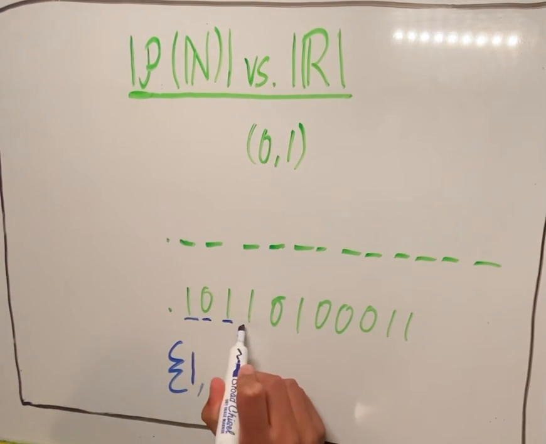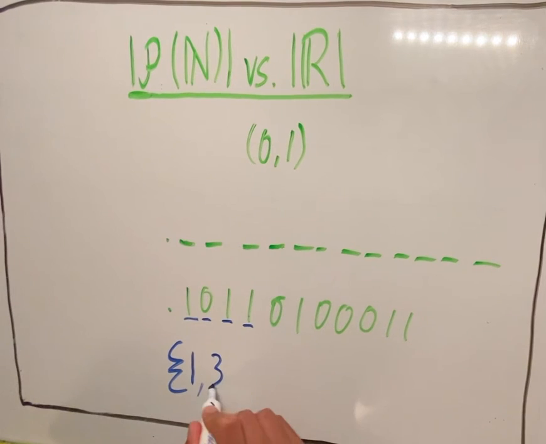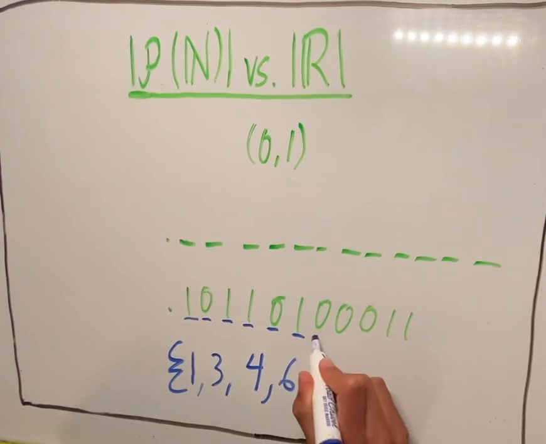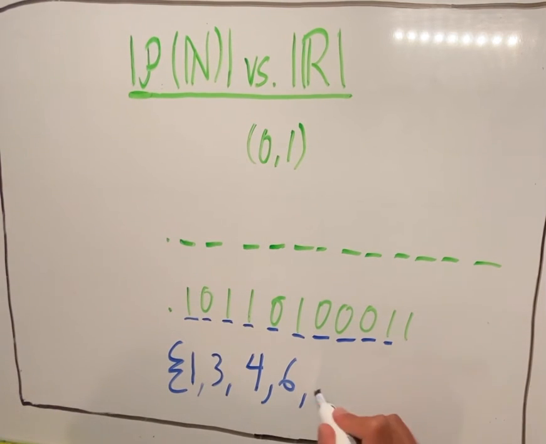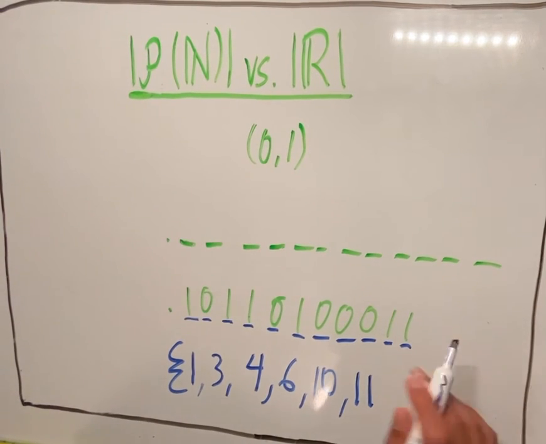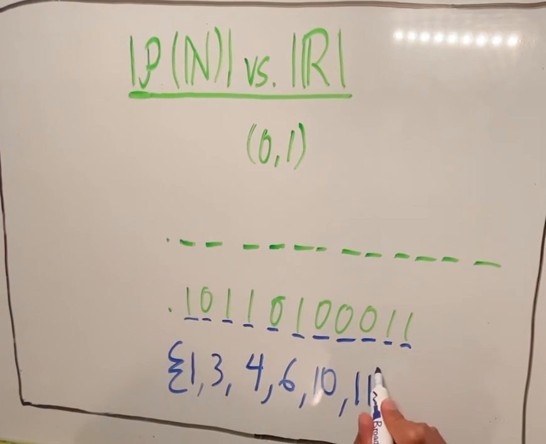Then 3 and 4 are included, 5 is not, 6 is, 7 is not, 8 is not, 9 is not, 10 is, 11 is. And everything else after this is 0, assumed since we stop it here, and so that's it. That's the subset of the naturals, which is an element of the power set of the naturals, which can be mapped to this, and there's some kind of sensible way in which we've connected these two things.